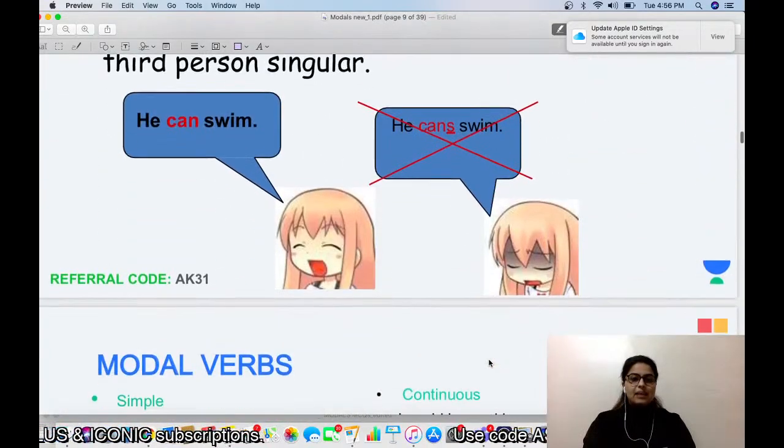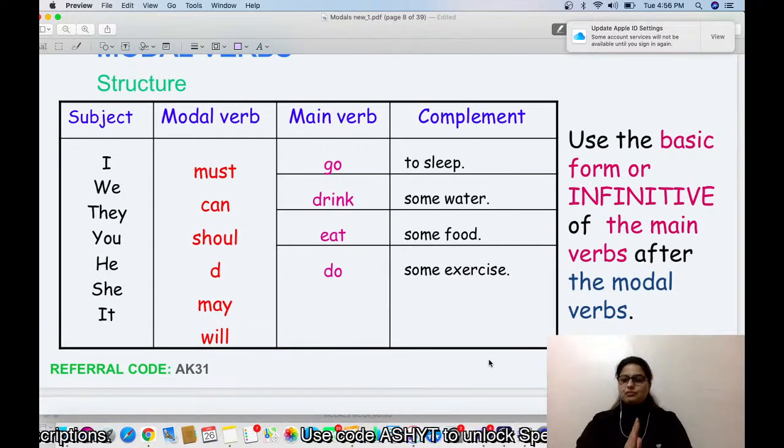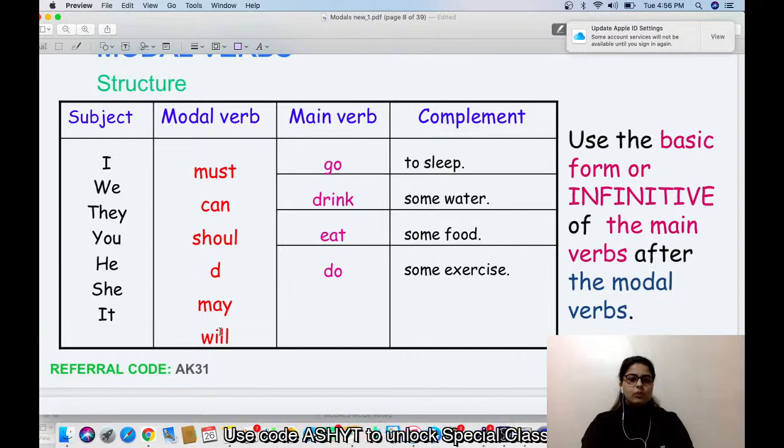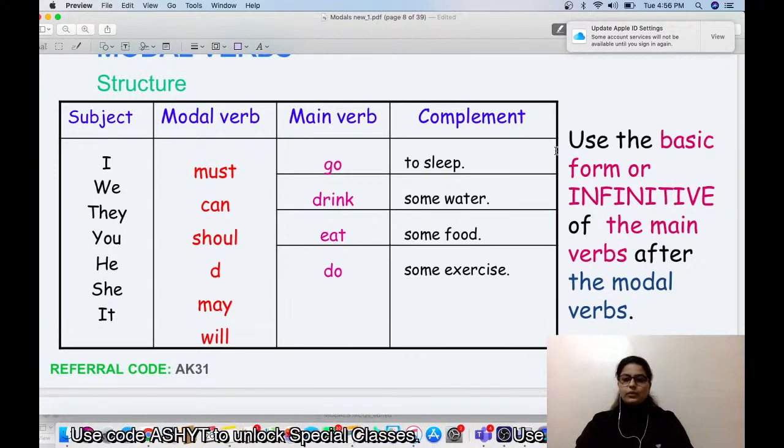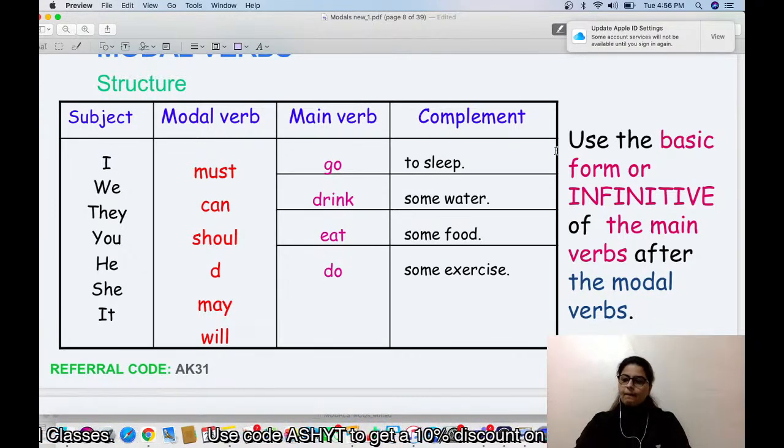Let's look at some of the examples very quickly. If you can see this table, I've written subjects and the modal verbs, and then you can see the main verb and the complements. Now you can see how I have some subjects. It can be a singular or a plural subject: I, we, they, you, he, she, it. Okay, so all of these are subjects, and modal verbs we can use must, can, should, may, will, etc.